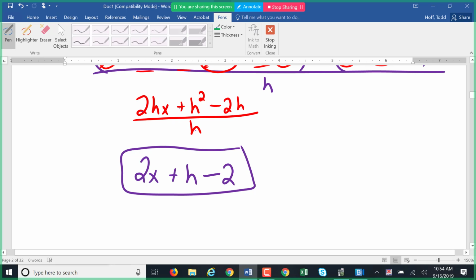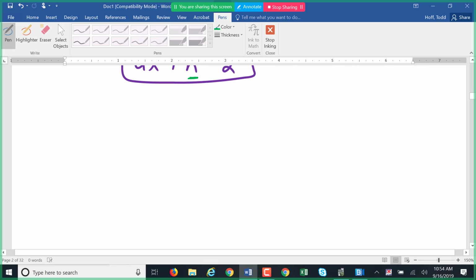Now again, in calculus, if you're looking for the rate of change, you're letting h go to 0, so that h would disappear. The rate of change would just be 2x minus 2. So that describes the slope of the graph as a function of what point it is in the domain of that graph. Any questions?